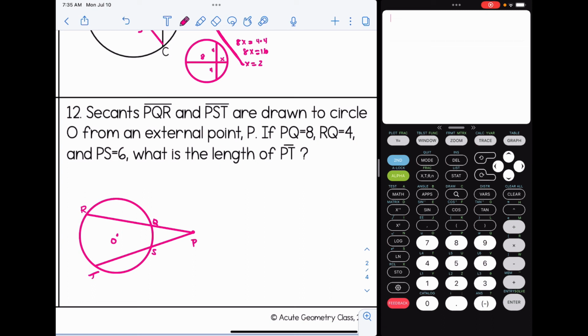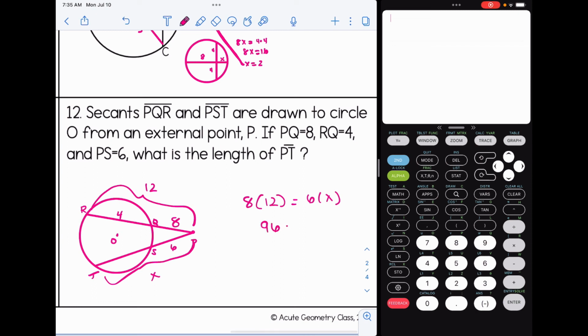All right, now let's label. PQ is 8. RQ is 4. This doesn't look drawn to scale, but that's okay when we're making our own pictures. PS is 6, and we're looking for the length of PT, so I'm going to put a big bracket there with an X. Now for the length of RP, I'm going to put a big bracket in here as well, add the 2 pieces and get 12. So for 2 secants, our rule is outside times the whole thing equals outside times the whole thing. All right, so 8 times 12 is going to give us 96, 6x over on the right, divide by 6, and we're going to get that x is equal to 16.